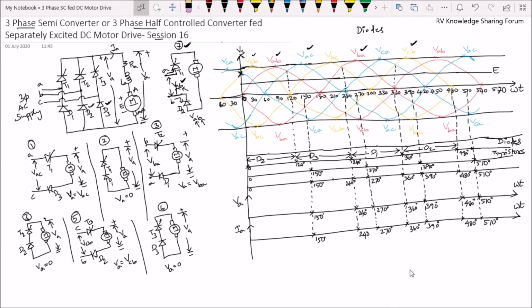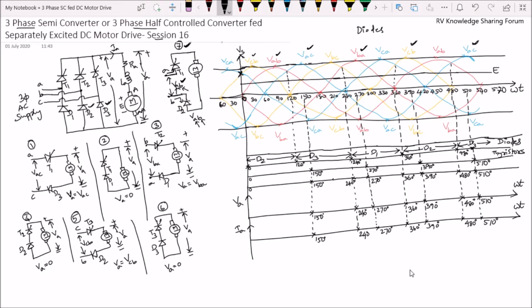Again, now let us consider the line voltage VAC. Here the second letter is C. C means the diode D3 will be forward biased. This line voltage VAC becomes more positive at 480 degrees, right? That means at 480 degrees, the diode D3 will get forward biased. So this is how the diodes will get forward biased.